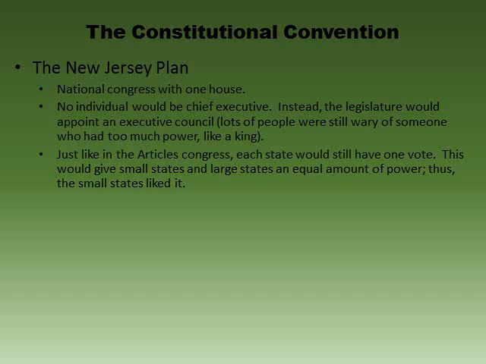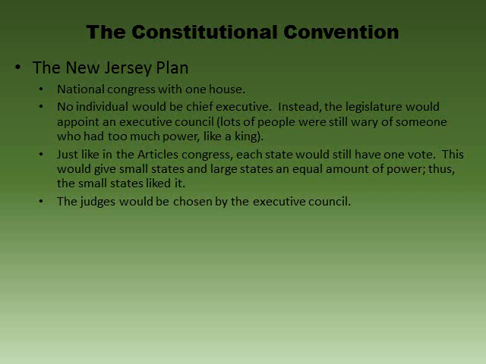Just like in the Articles of Confederation, each state would still have one vote, and so that would give small states and large states an equal amount of power. The small states really liked that because a small state like, say, Delaware would have just as much say in Congress as a large state like Virginia, which had a much higher population. That gave small states the power to punch above their weight. They could have more say over the course of the government than their population would lead you to believe. So the small states really liked that idea. Of course, the big states did not, because they wouldn't have as much power.